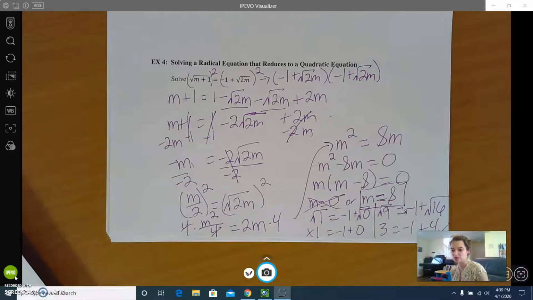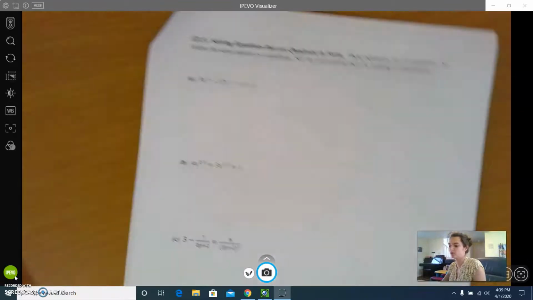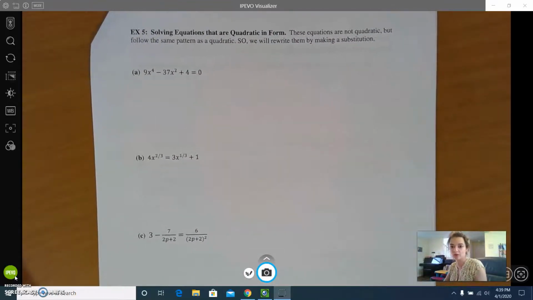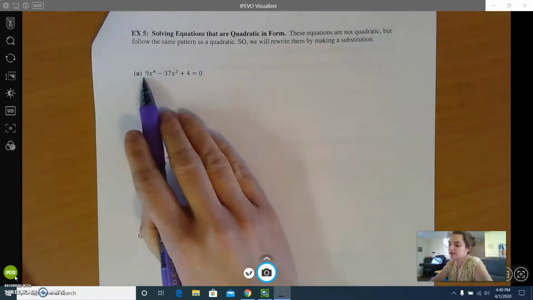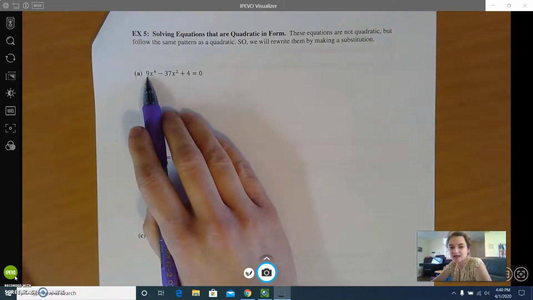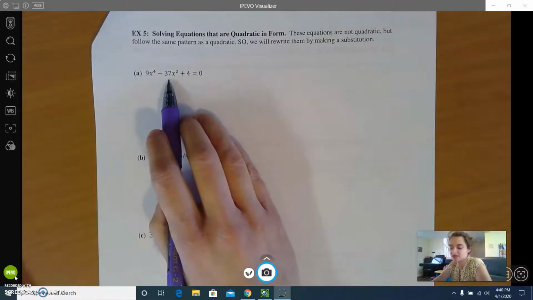with the radical equations. All right, last thing that we're going to do is solve equations that are quadratic in form. So all of these equations are not quadratics, but they act like them, and so we can solve them with the same methods. So the first one we have in example A is 9x to the 4th minus 37x squared plus 4 equals 0.